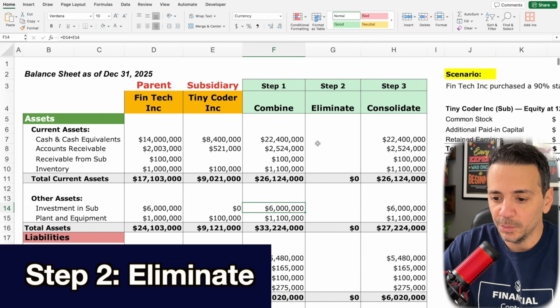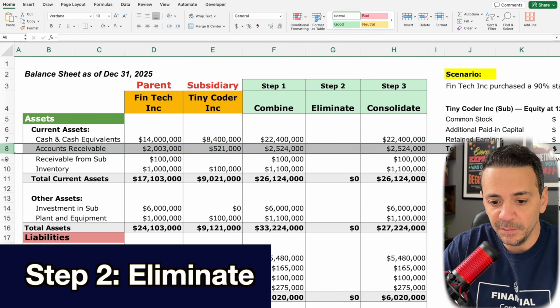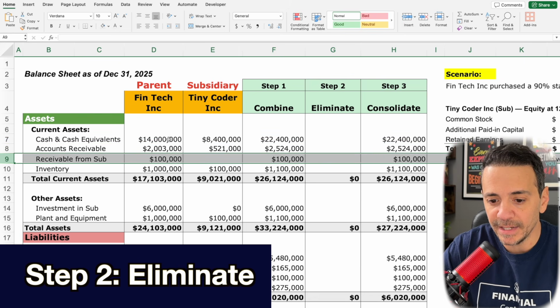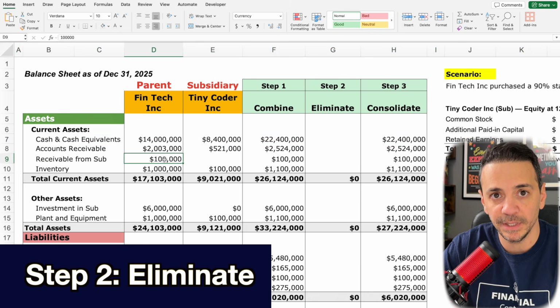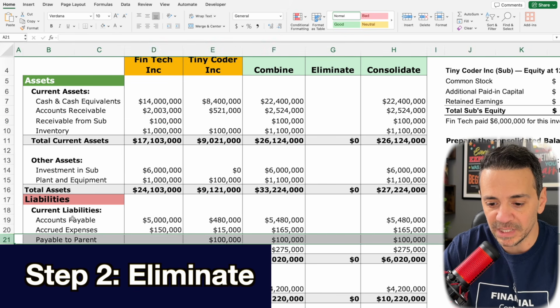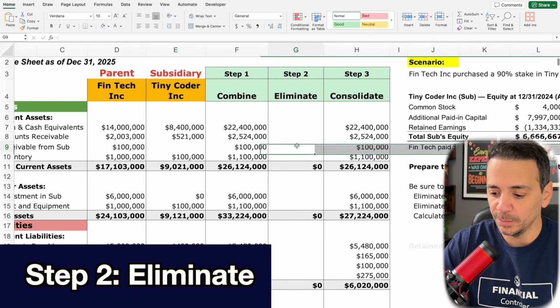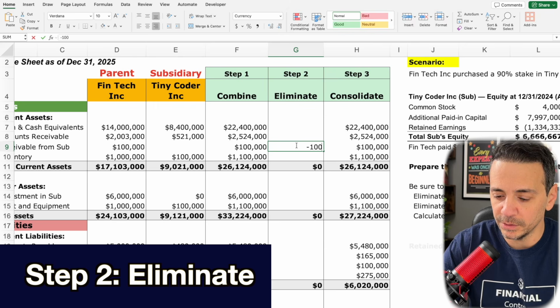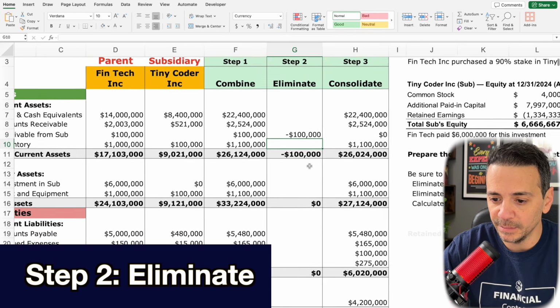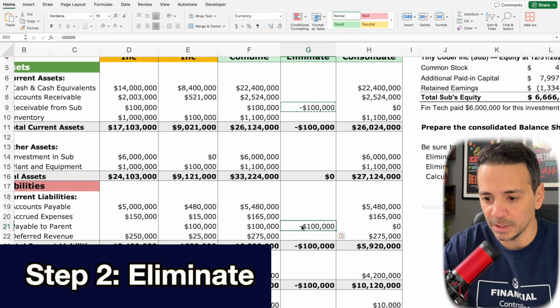All right, when we eliminate, we're not going to touch cash. Cash can be combined. Accounts receivable can be combined. Receivable from subsidiary. So the parent has $100,000 receivable from subsidiary, and we'll see there's a corresponding account on the liability side, payable to parent, for the same amount, $100,000. So we'll go ahead and eliminate that. So we'll put an entry for $100,000 as an elimination. We're going to eliminate that both for the parent and the sub.